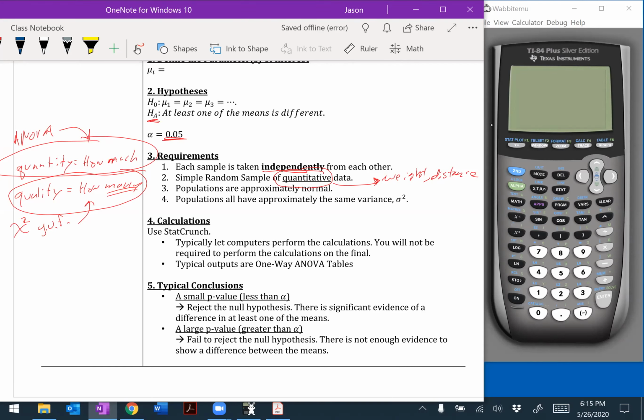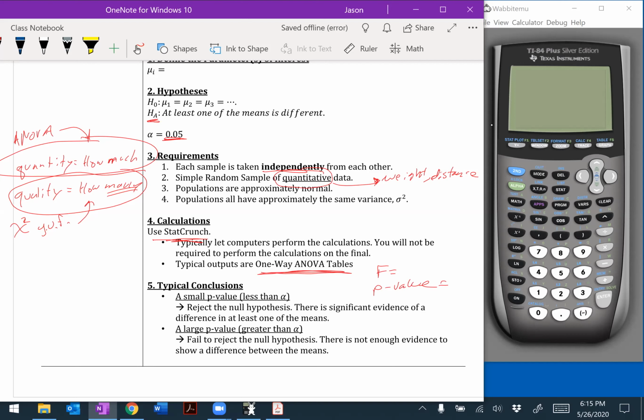For the calculations we use StatCrunch. You could also use the calculator, and I'll show you both ways. But typically you're just going to use some software, we let computers perform the calculations. You will not be required to perform any of the calculations on the final. Typical outputs are one-way ANOVA tables. You're looking for the F statistic and the p-value.